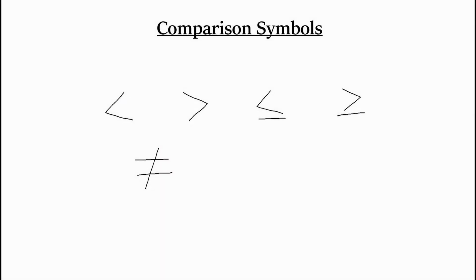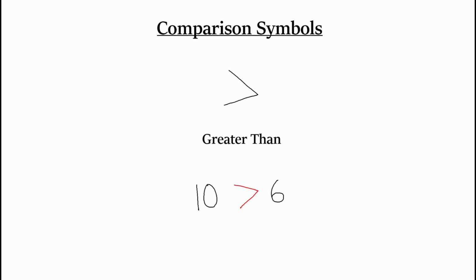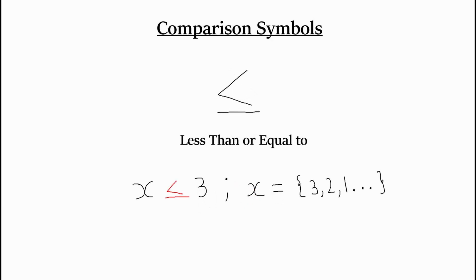Next, we have comparison symbols used to compare numbers. Less than. 3 is less than 9. Greater than sign. 10 is greater than 6. Less than or equal to. X is less than or equal to 3. This means x can be any value less than or equal to 3.